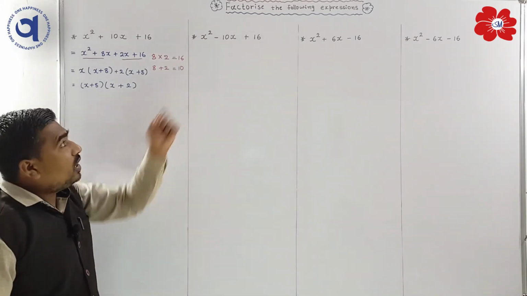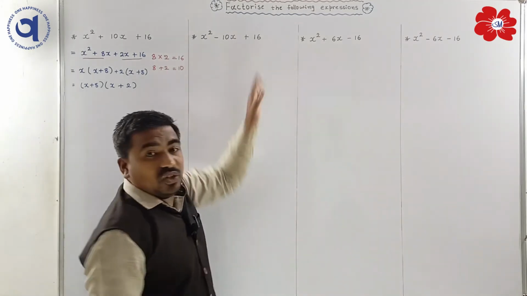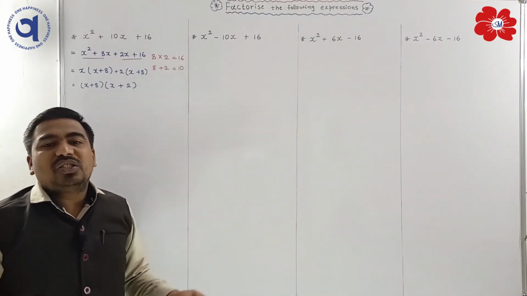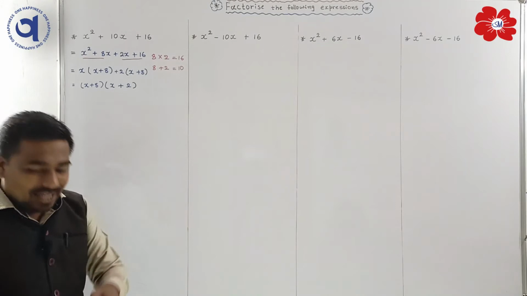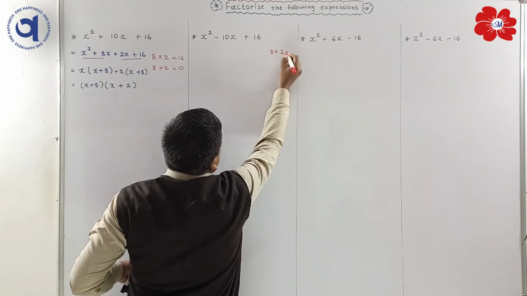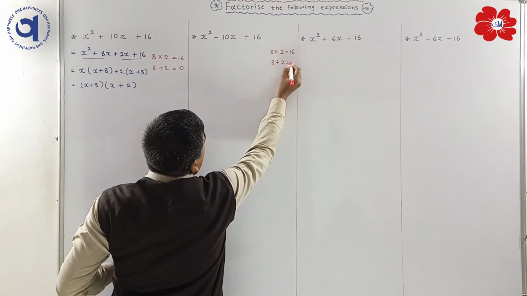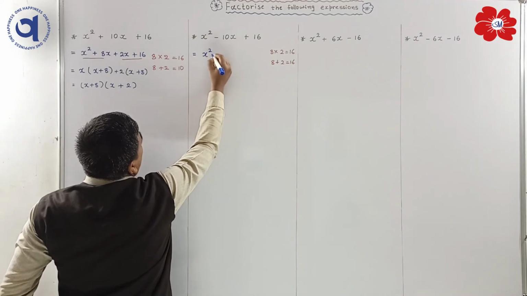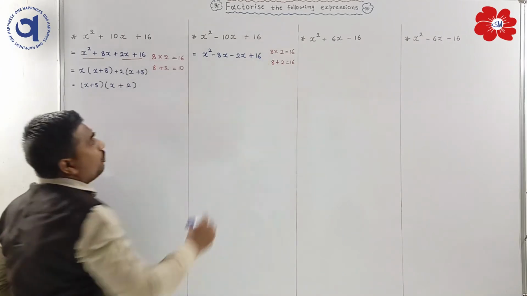Look here. Here also the last sign is plus. What do we have to do? We factorize 16 into two parts. 8 2s are 16. We add these factors, 8 plus 2 is equal to 10. This is our middle term. 8 2s are 16 is our last term. Then we can write x square minus 8x minus 2x plus 16.